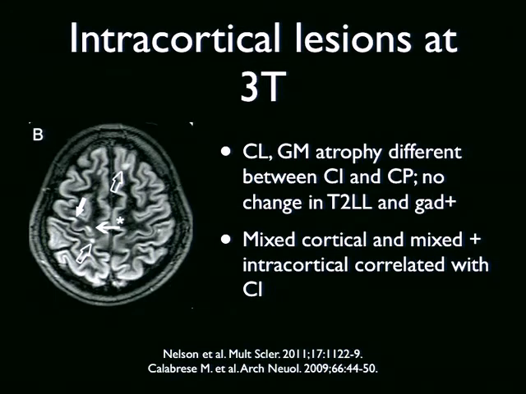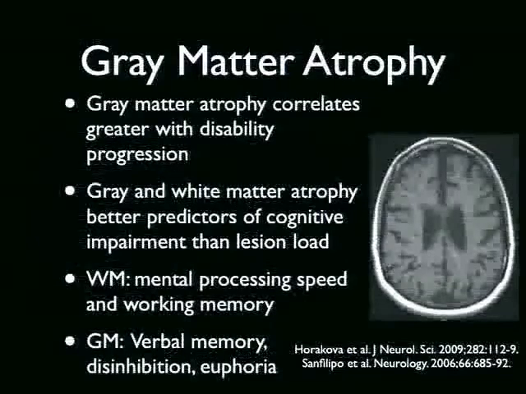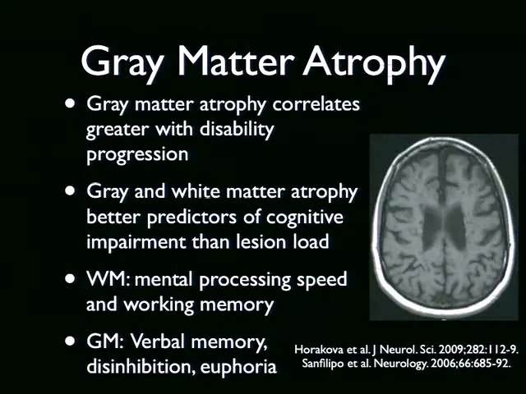In one study, it was shown that cortical lesion number and volume, as well as gray matter atrophy, were different in MS patients that were deemed to be cognitively impaired versus those that were cognitively preserved. But there was really no difference in these two groups of patients between T2 lesion load and GAD-enhancing lesions.